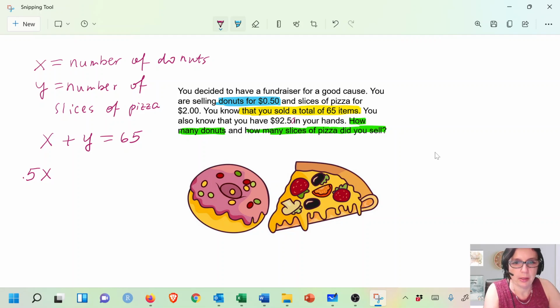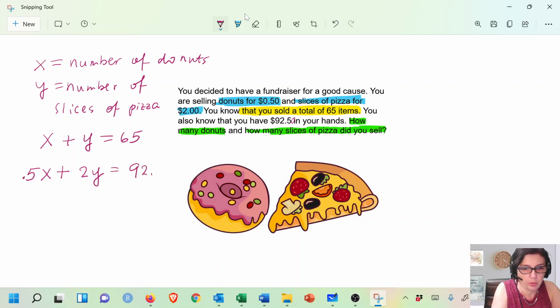What do we get for pizza? Okay, so the pizza is $2 for each slice, right? And you have Y slices. So the total amount of money you get would be 2Y, right? Because if you sold 5 pizzas, that would be 2 times 5. If you sold 12 pizzas, that would be 2 times 12. If you sold Y pizzas, that would be 2 times Y, right? And we know that the total receipt that we have in our hands from the donuts and the pizza together, when it's total, plus, that's equal to $92.50.